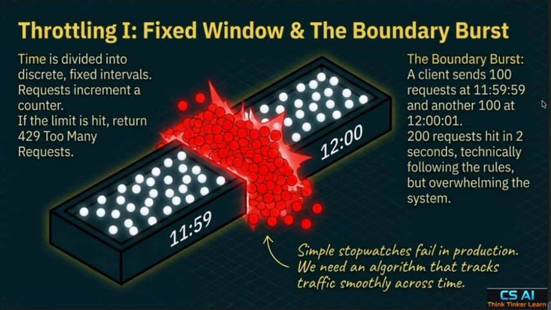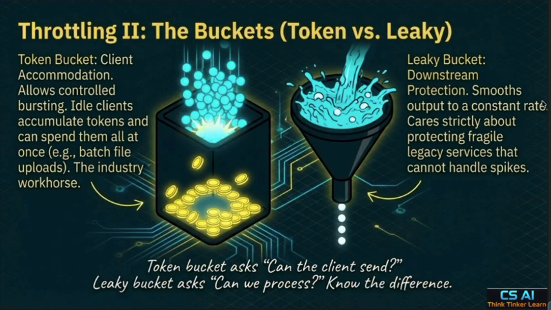A client can send 100 requests at the very end of one window and another 100 at the start of the next. Technically, they followed the rules, but they just hit your system with 200 requests in 2 seconds. Simple stopwatches fail in production. To fix this, we use buckets.